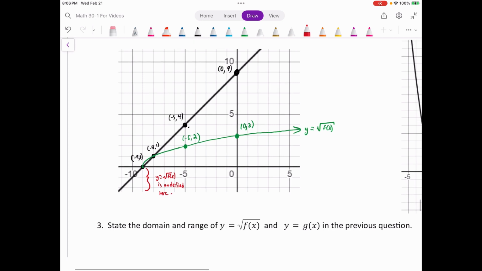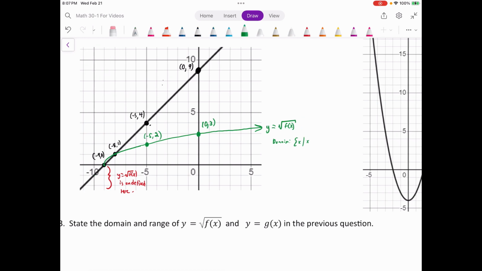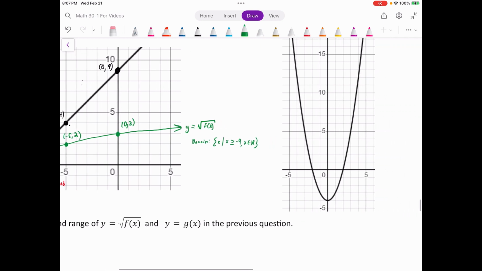Didn't ask us for the domain, but we can see that the domain of y equals root f of x is going to be the set of all x's such that x is greater than or equal to -9, because when x is less than -9, the original function is negative. Its y values are negative, so we can't take the square root of those. So root f of x will be undefined there. So x such that x is greater than or equal to -9. Didn't ask us for it, but nice to think about it a little bit.